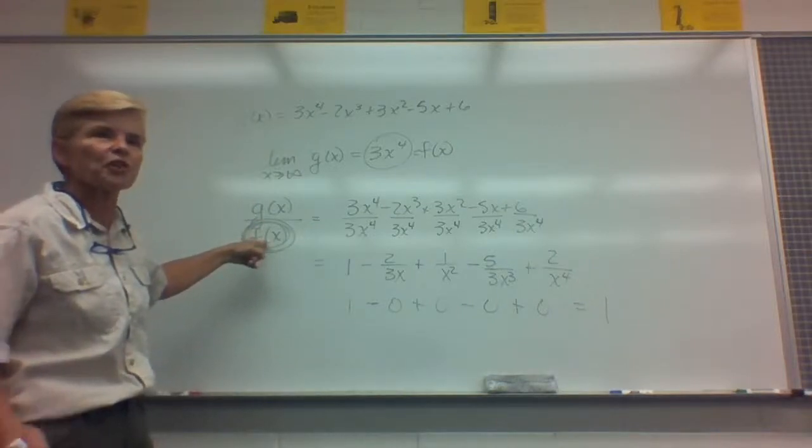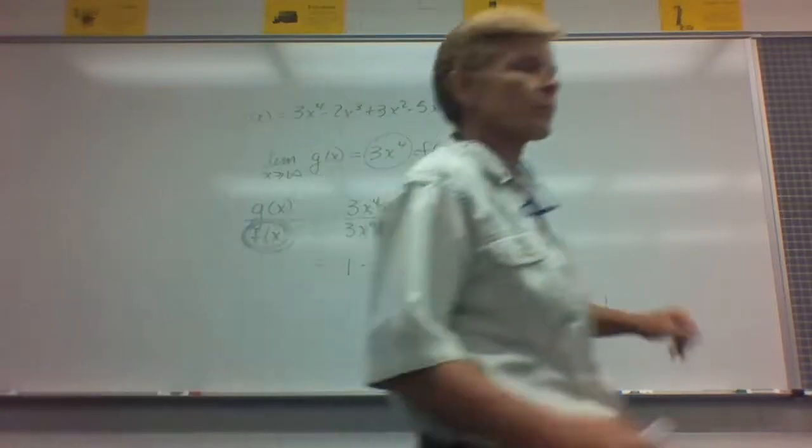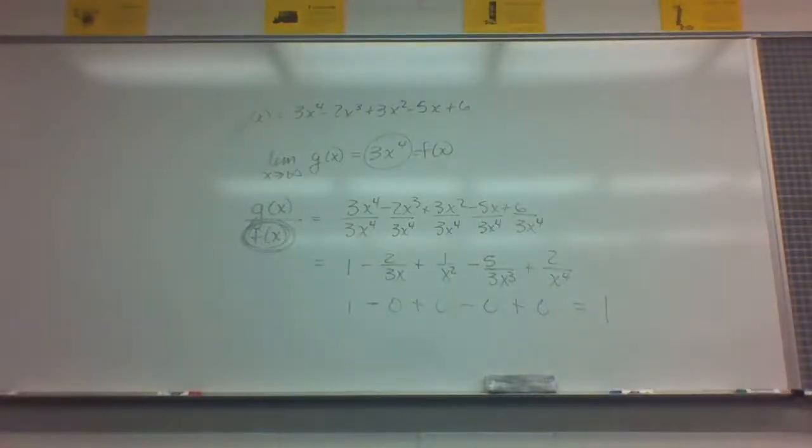That's what we're saying. That's the theorem. So we suspected the end behavior is 3x to the 4th for this polynomial because it was an easy thing to analyze. Now we're going to analyze something that's not so easy.